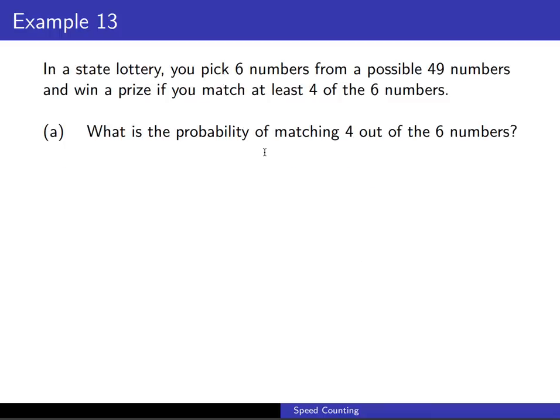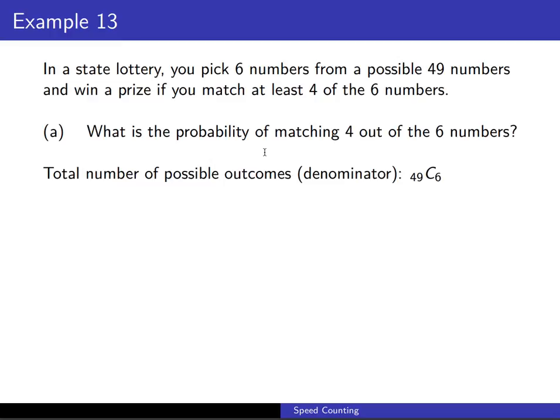All right, example 13. In a state lottery, you pick 6 numbers from a possible 49 numbers and win a prize if you match at least 4 of the 6 numbers. So if you get 4 or 5 or 6 numbers correct, you win. So what is the probability of matching 4 out of the 6? So what's the bare minimum chance of winning here?